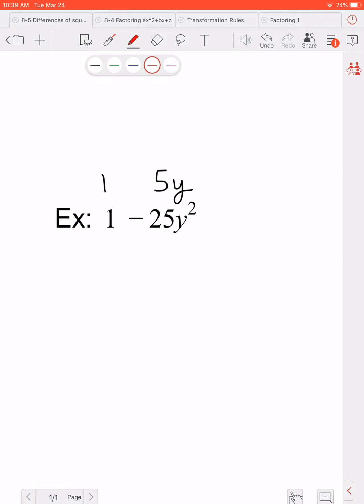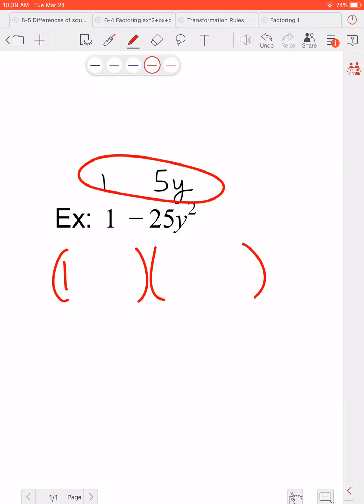So again, I just wrote these up top so I don't really have to think about it while I'm writing my parentheses. My final answer will be 2 sets of parentheses, so I'm going to have a 1 and a 5y, a 1 and a 5y. Since the 25y squared was the second term, it goes in the second spot of the parentheses. I can't flip the 5y and the 1 around. Then I'm going to do 1 plus and 1 minus. Again, it doesn't matter which one you choose to go first.